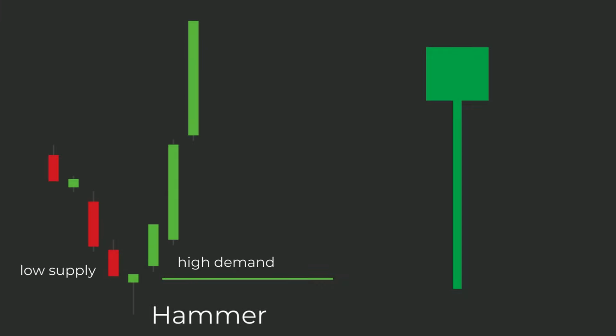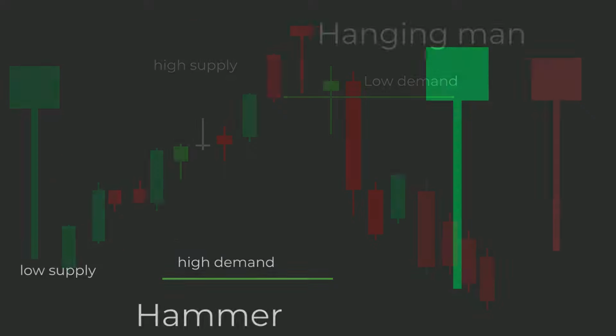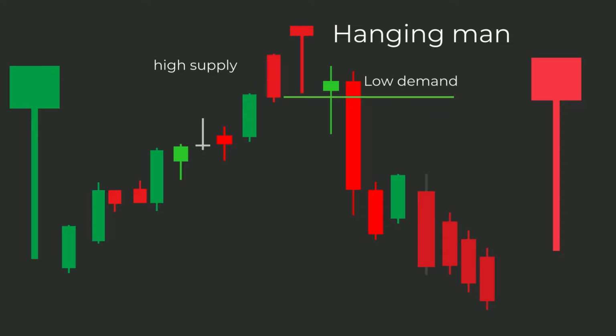Hammer. Appears at the bottom of a downtrend. Small real body at the top, long lower shadow, little to no upper shadow. It's a bullish reversal indicating potential upward movement. Need confirmation, wait for the next candle to close higher. Hanging man appears at the top of an uptrend. Small real body at the top, long lower shadow, little to no upper shadow. It's a bearish reversal indicating potential downward movement. Need confirmation, wait for the next candle to close lower.